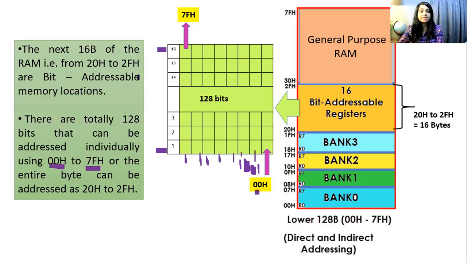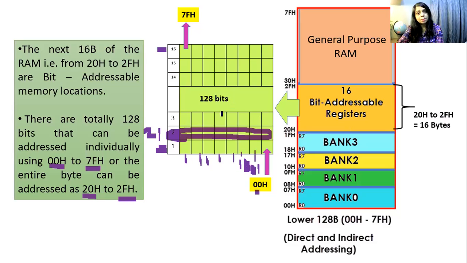You can access each bit of this register because every bit has its own independent address. The entire byte can be addressed by using 20 to 2F. That means if you want to access the entire register, it can be accessed by using these addresses, 20 to 2F. So 20 is the address of this register, 21 will be the address of the next register, and so on. So if you want to access the register, these addresses are there.